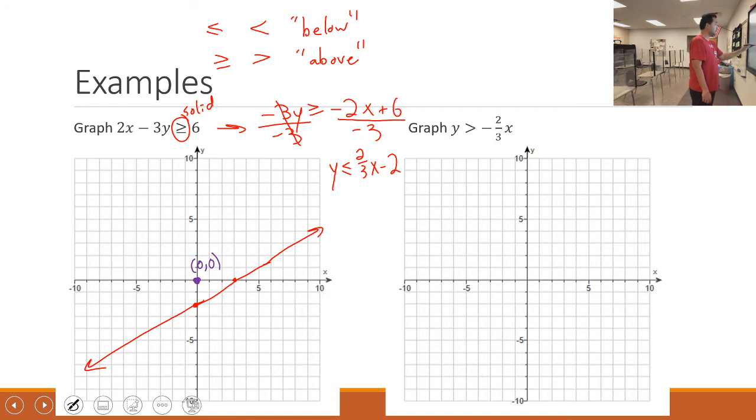And I'm going to try plugging this into the original problem to see if the inequality holds true or not. So if I do that, I get 2 times 0 minus 3 times 0. Is that bigger than or equal to 6? And here, this is not, right? 0 is not bigger than 6. So the place where I put 0, 0, that entire half, nothing in the top half works.